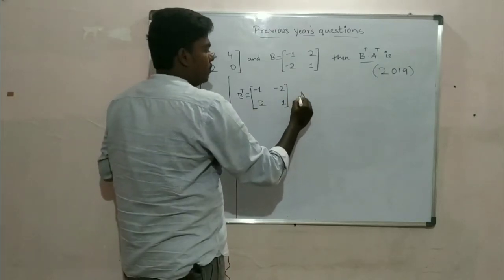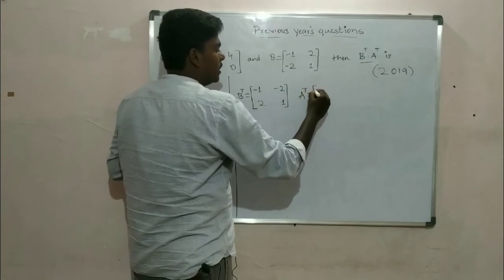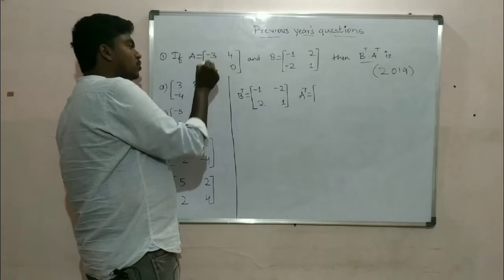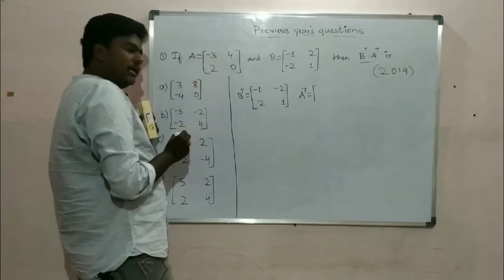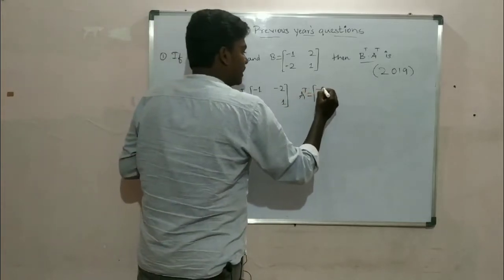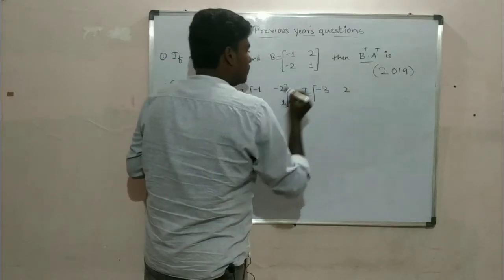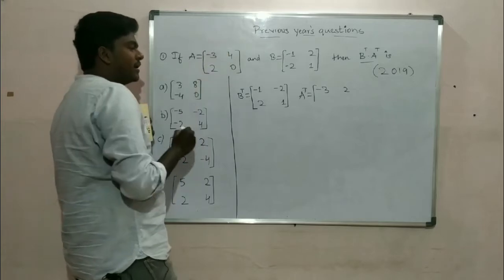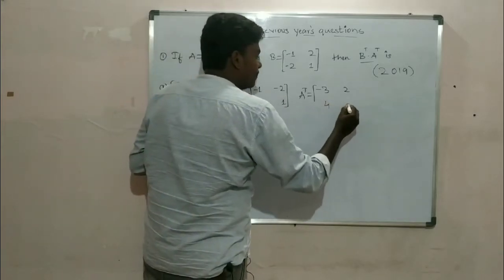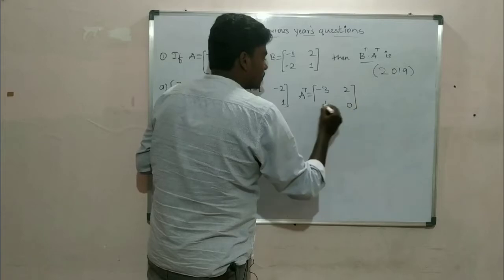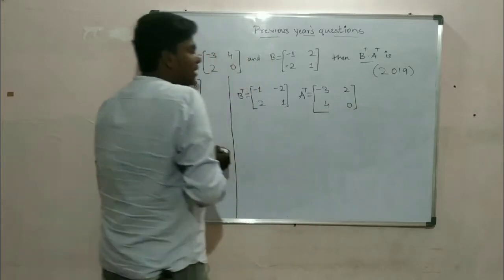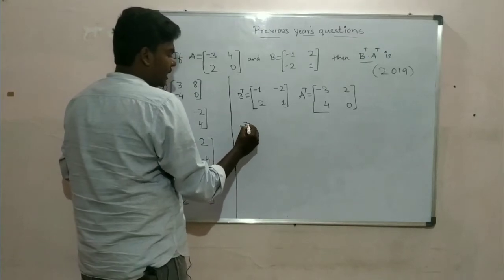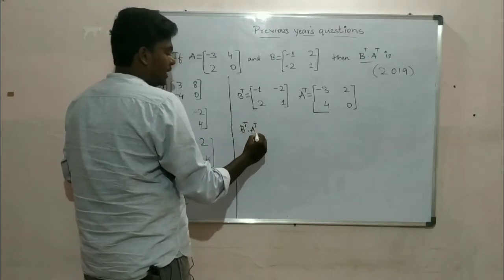Now we want A transpose. Consider matrix A. Minus 3 and 2 is a column in this matrix, and it will become a row here: minus 3, 2. Similarly, 4 and 0 is a column in this matrix, and it will become a row here. Now, very simple, we have to find B transpose into A transpose.